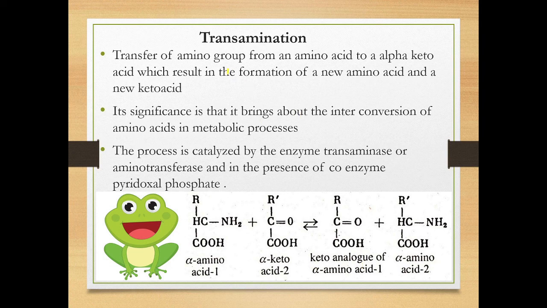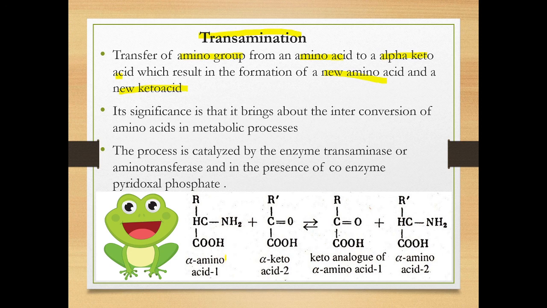The next process in protein catabolism is transamination. This is the transfer of an amino group from an amino acid to an alpha keto acid, which receives it, resulting in the formation of a new amino acid and a new keto acid. So this is an example.